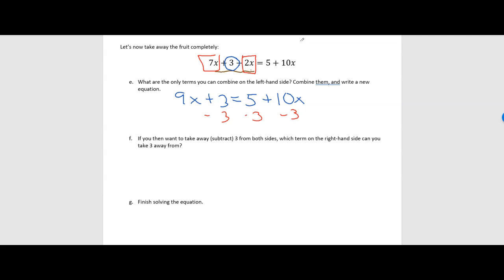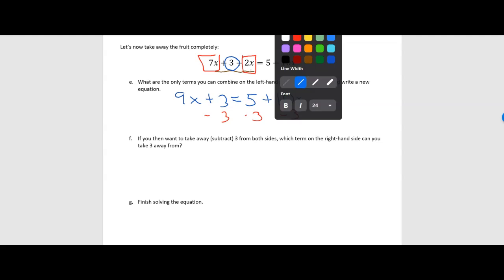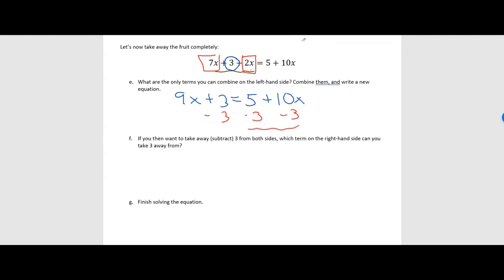Okay, well, I can't subtract them from both because otherwise I'd be subtracting a total of 6 from this side, right? And only 3 from the left-hand side. So it can't be both. That would make my equation unbalanced.